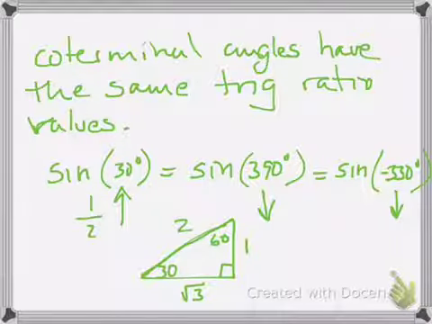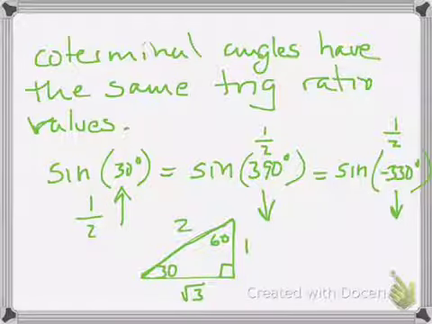So is the sine of 390 degrees. So is the sine of negative 330 degrees. They all have a value of 1/2. And we can get that just by going to our special right triangle. Okay? So coterminal angles have the same trig ratio values, and that helps us.